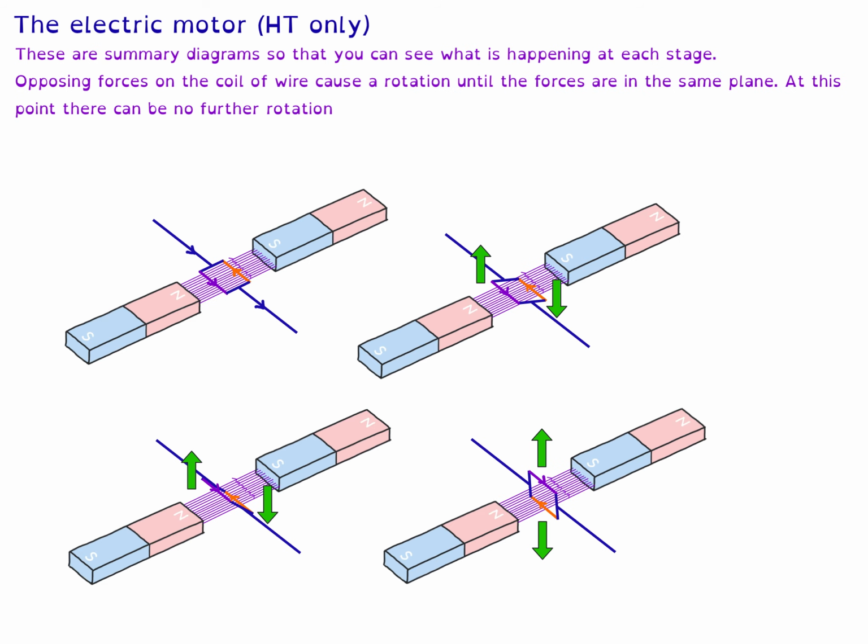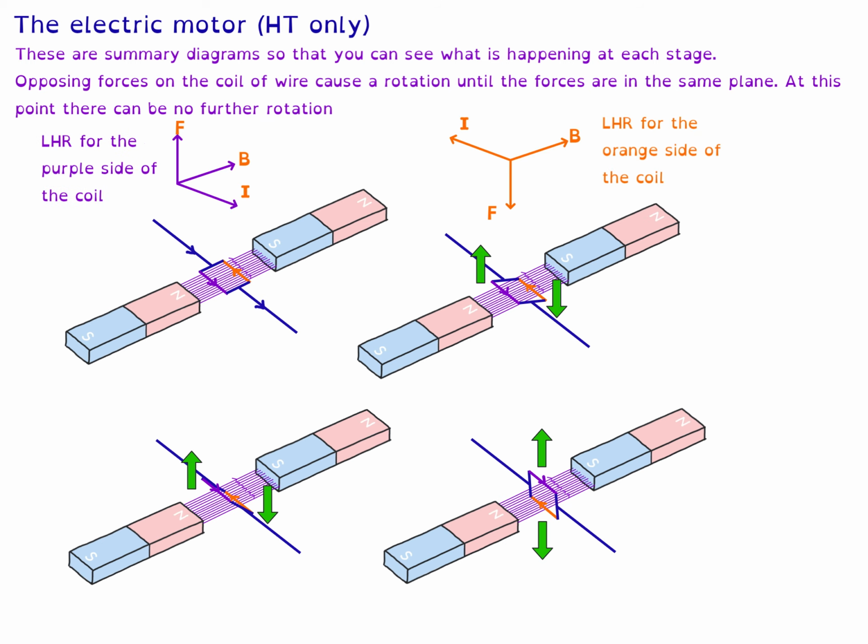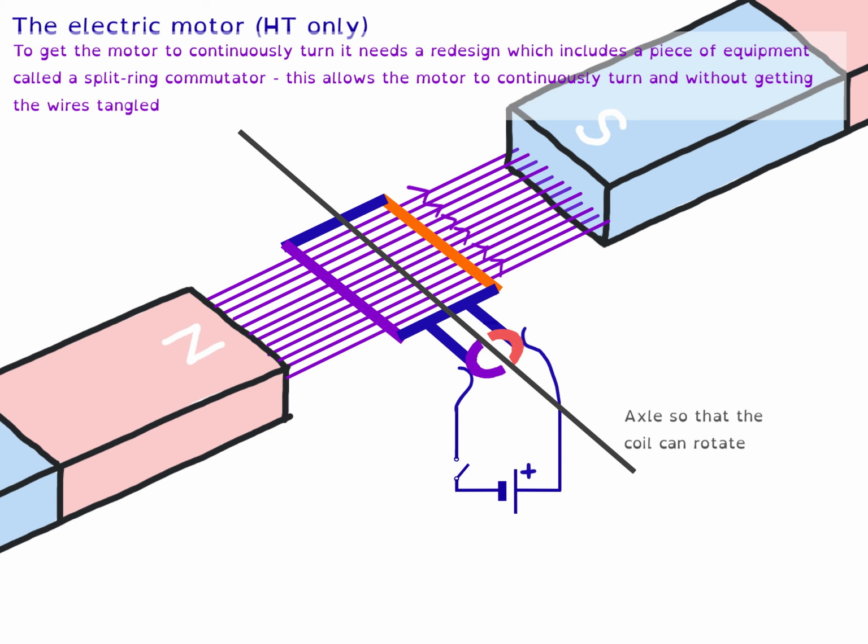These are summary diagrams so that you can see what is happening at each stage. Opposing forces on the coil of wire cause the rotation until the forces are in the same plane. At this point, there can be no further rotation. To get the motor to continuously turn, it needs a redesign which includes a piece of equipment called a split ring commutator. This allows the motor to continuously turn without getting the wires tangled.